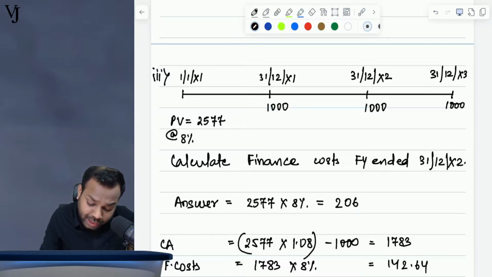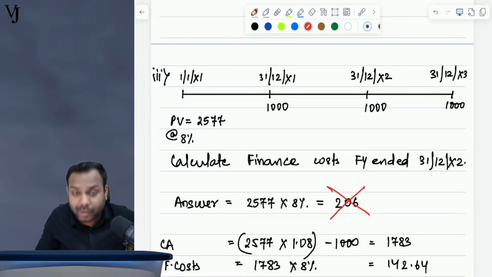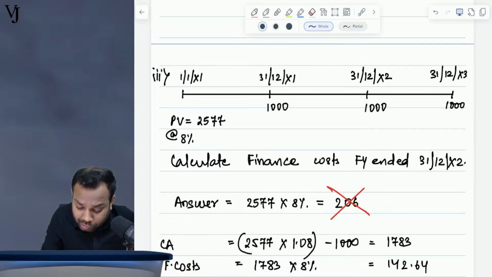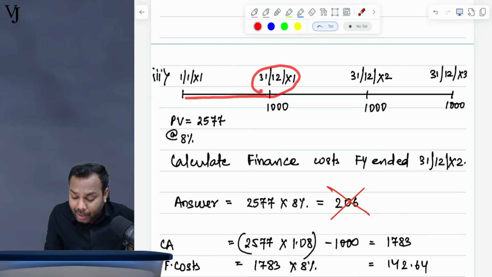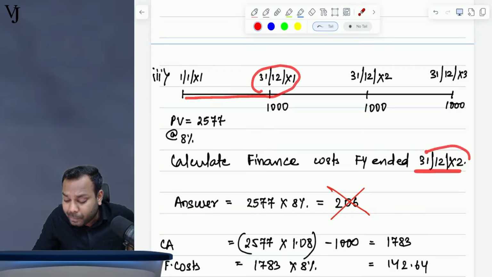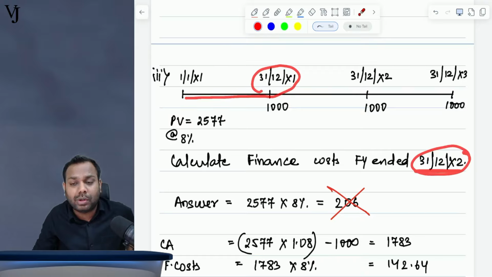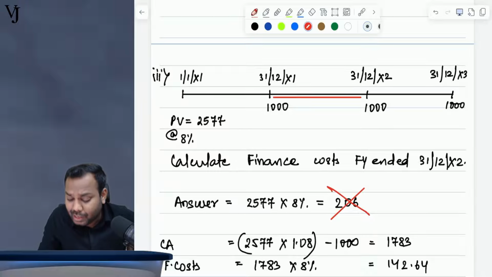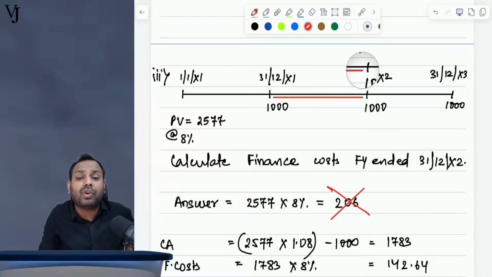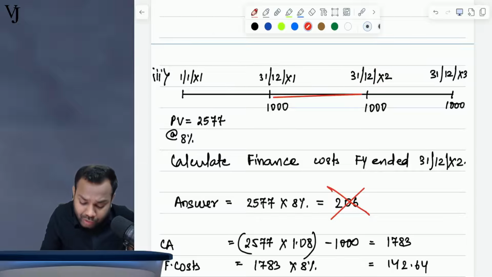My dear friend, this answer is wrong. Why? Because you calculated the finance cost for the year ended 31st December 20x1, but the question was asking for 31st December 20x2. So please read the question carefully. The question was asking you the finance cost for this year. Now how to calculate the finance cost for this year? First of all, we need to calculate the carrying amount as on this date.